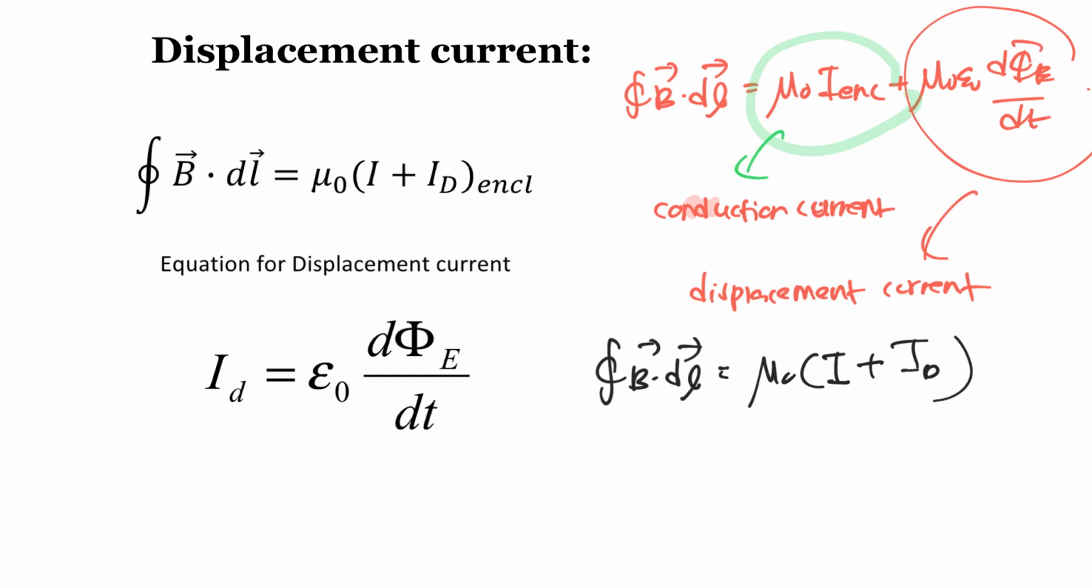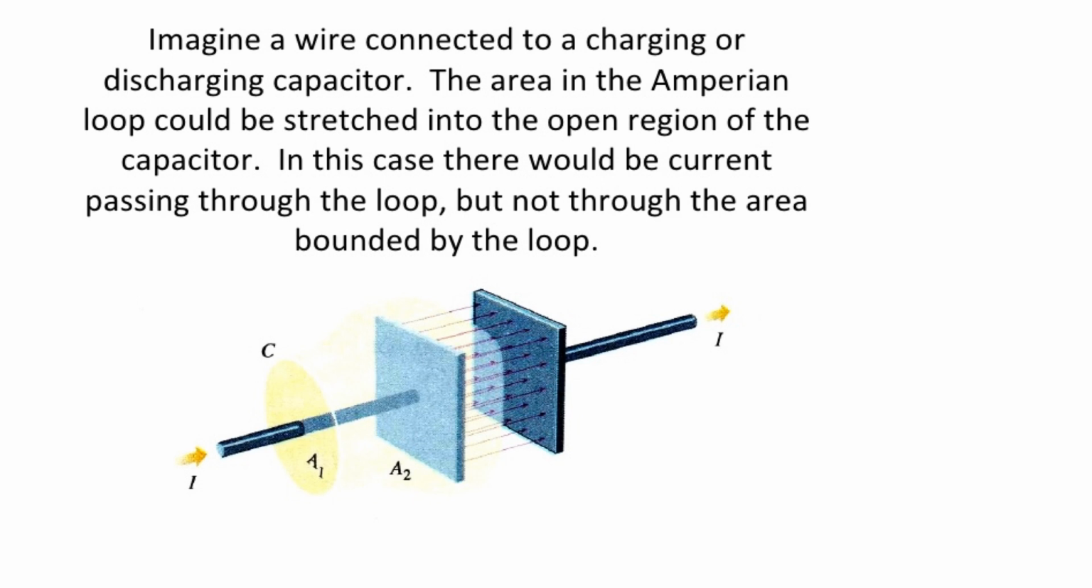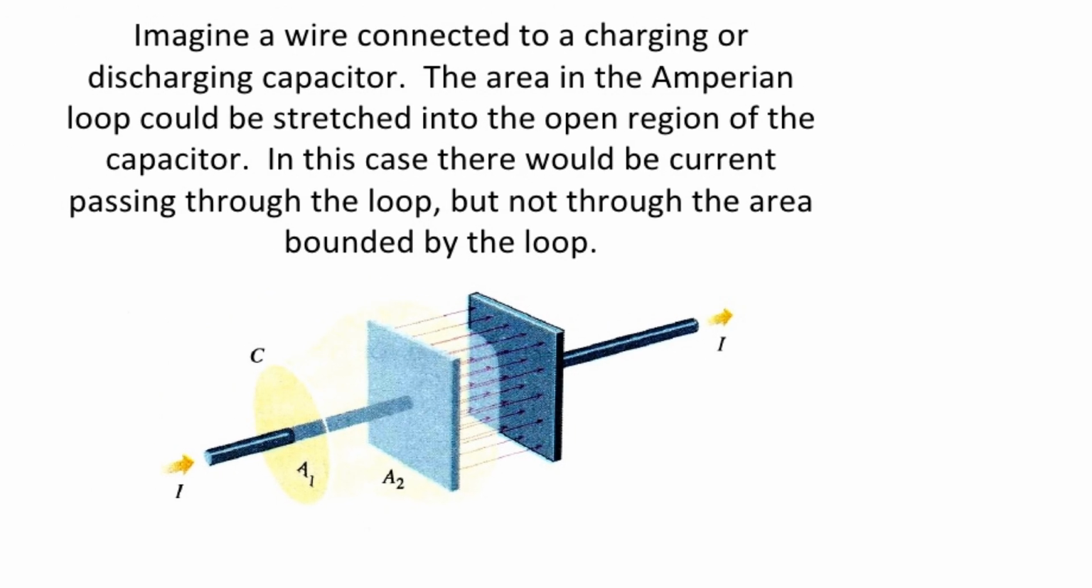Okay, so you need to understand also that we need to imagine that the conduction current can only flow up until this part only. This is basically the conduction current.